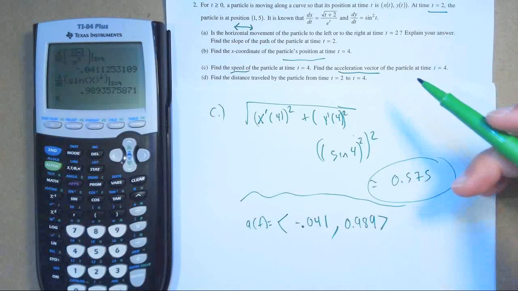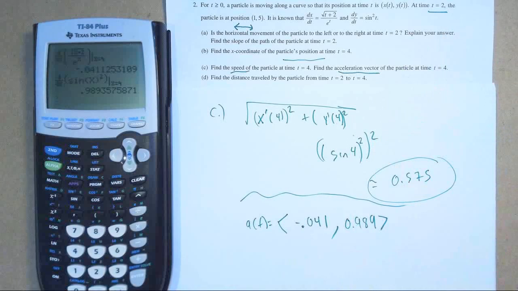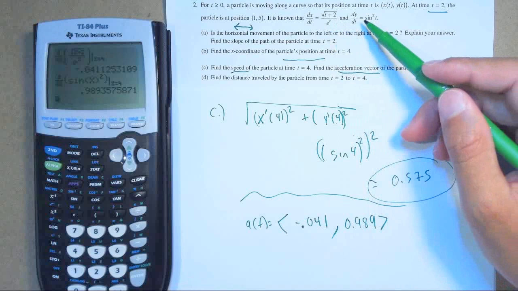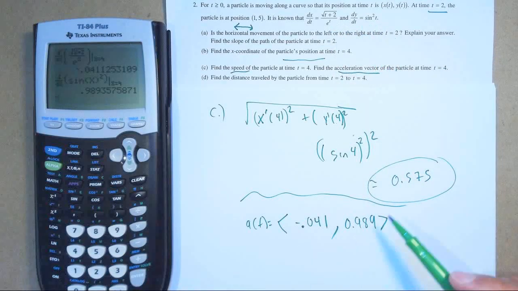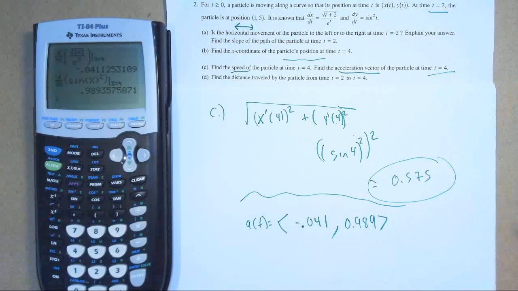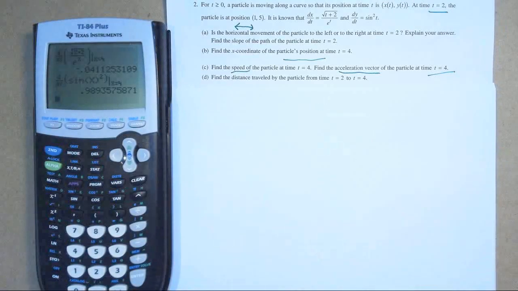So finding acceleration. So once again, if they were just asking for the acceleration vector, you would just find the derivative of x, dx dt, derivative of y, dy dt, and put it there. But because they're looking at a particular time, you have to find the derivative, plug in 4, find the derivative of y, plug in 4, and just leave it like that because this is in vector form. Okay? Alright, now moving on to D.